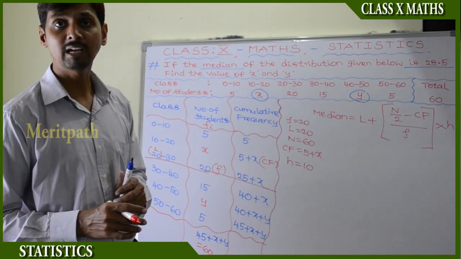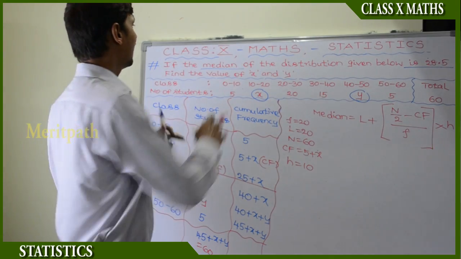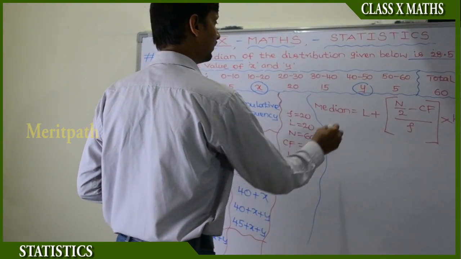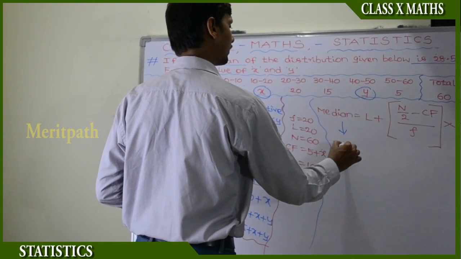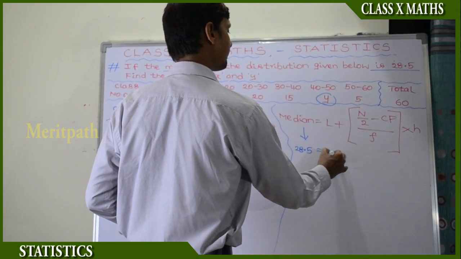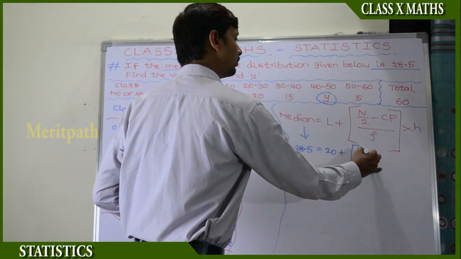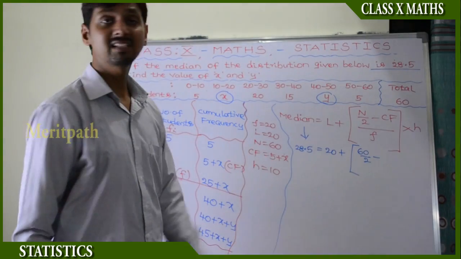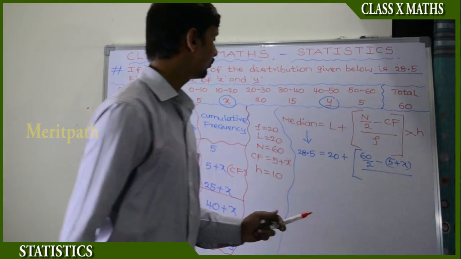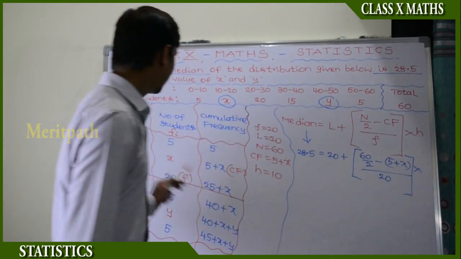So let's substitute all these values to find the values of x and y. The median is already given as 28.5. So let's substitute the median as 28.5 equals L, which is 20, plus N by 2, and N is 60, so 60 divided by 2 minus CF. CF is 5 plus x. So let's write 5 plus x divided by small f, which is 20, into h, the length of the class interval, which is 10.